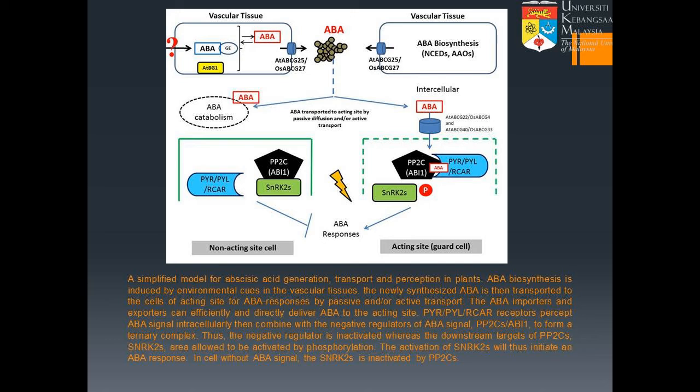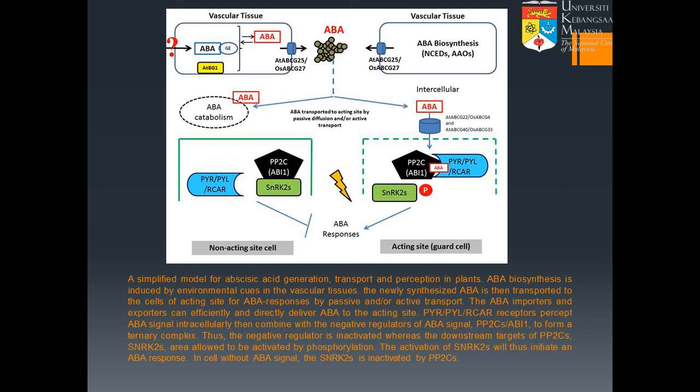This is a diagram, or flow chart, about ABA responses and how ABA is transported to the acting site in a plant cell. This is a simplified model for abscisic acid signaling. It starts with ABA biosynthesis induced by environmental cues in the vascular tissue. The newly synthesized ABA is then transported to the cells of the acting site for ABA responses by passive or active transport. The ABA importers and exporters can efficiently and directly deliver ABA to the acting site.